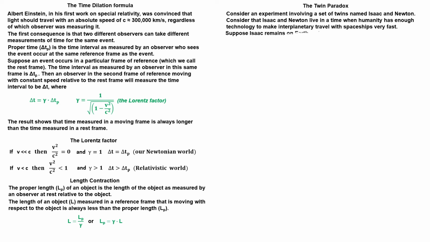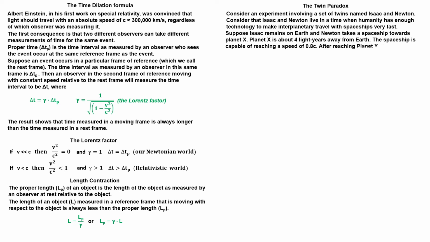Suppose Isaac remains on Earth and Newton takes a spaceship towards planet X. Planet X is about 4 light years away from Earth. The spaceship is capable of reaching a speed of 0.8 c. After reaching planet X, Newton immediately returns to Earth at the same speed. Upon his return, Newton is shocked to discover that Isaac has grown older than him.